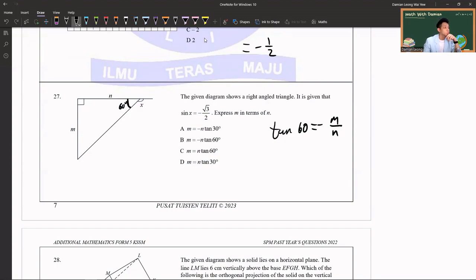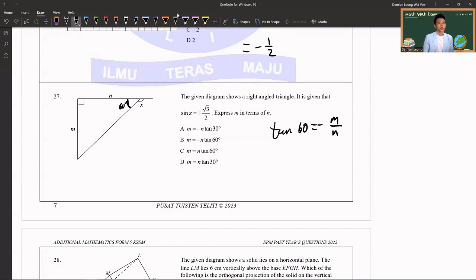Actually, there is a mistake in the question here. Because sine x by right should not be a negative value, because it's a second quadrant angle, so it should be a positive value. It's a mistake in the question. In the question book, it is negative square root of 3 over 2, but by right, it should be square root of 3 over 2. But then again, it doesn't really affect the outcome.